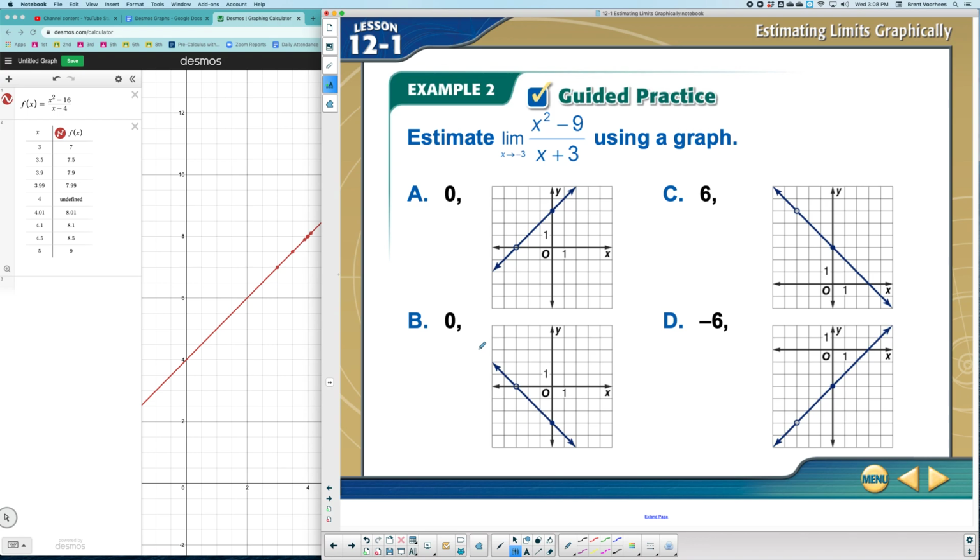So I'll let you try this one. We'll call it DOL number 2. Estimate the limit. And here you should have a picture that matches with it.